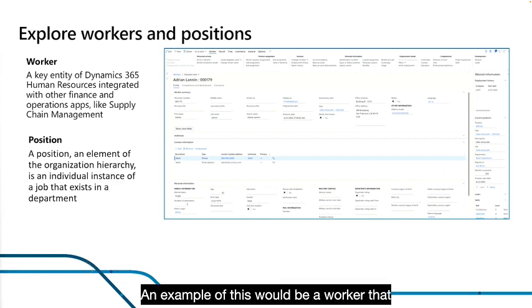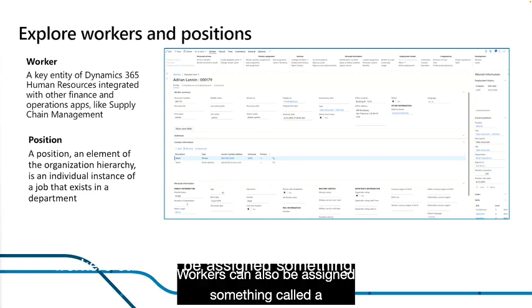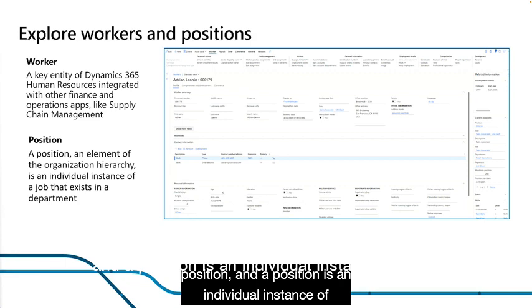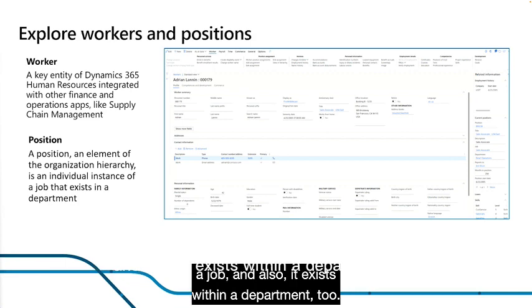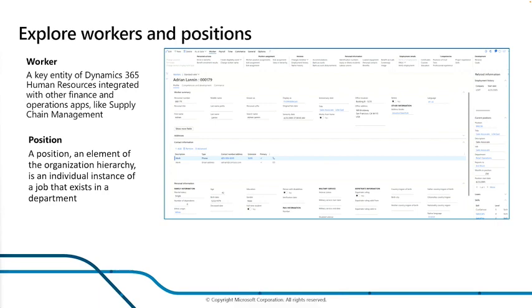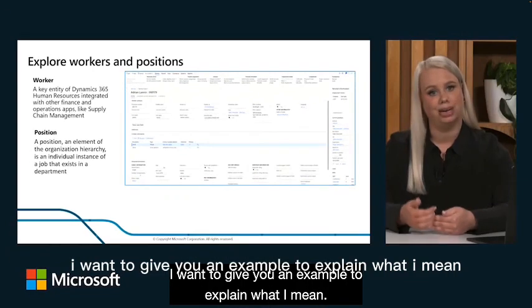An example of this would be a worker that is a sales representative having their commissions calculated via the sales module. Workers can also be assigned something called a position, and a position is an individual instance of a job, and also it exists within a department too. I want to give you an example to explain what I mean.